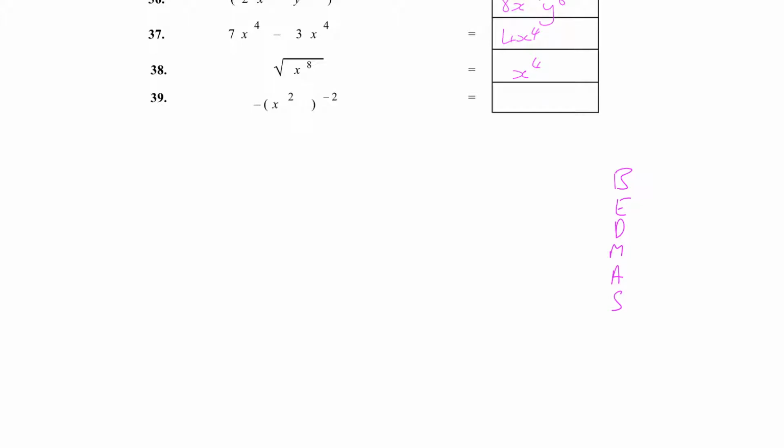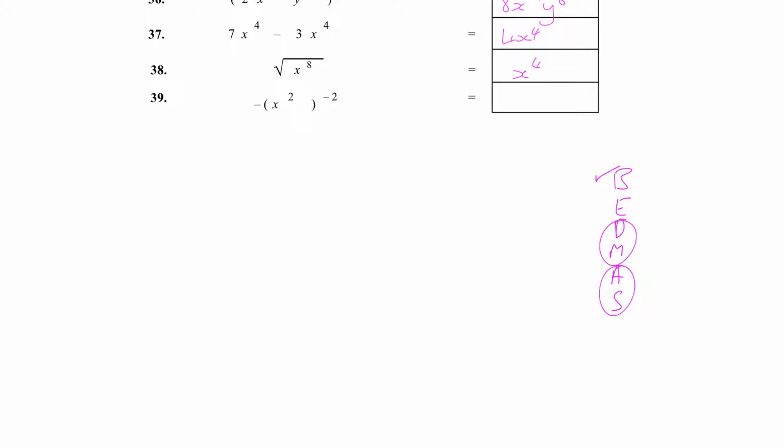Brackets, exponents, division and multiplication, these actually go together, and addition and subtraction go together. Brackets, what that means is, is there anything within the brackets we can simplify? No, x squared is x squared, so there's nothing we can do within that. So we've done what we can in the brackets.